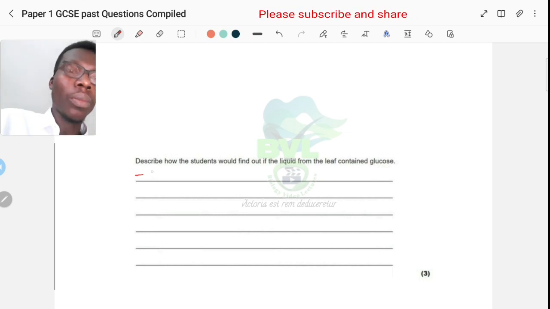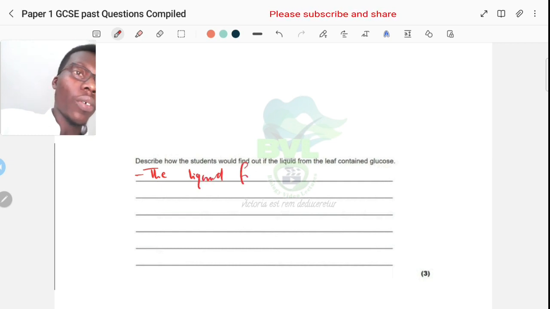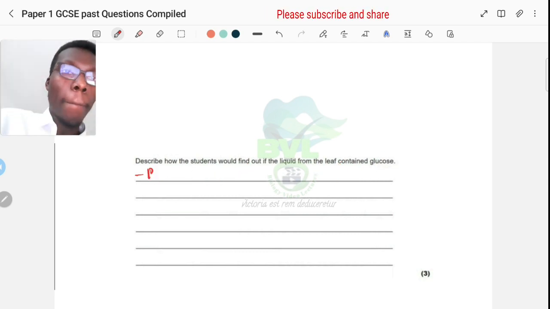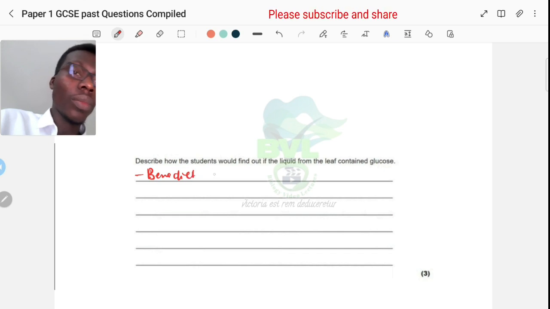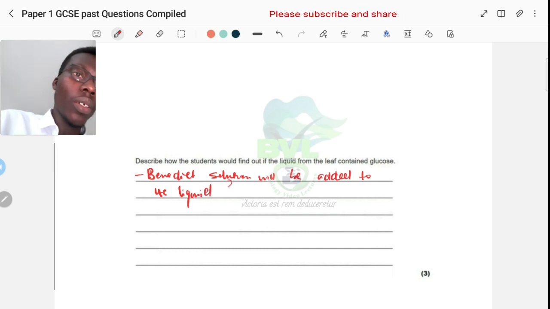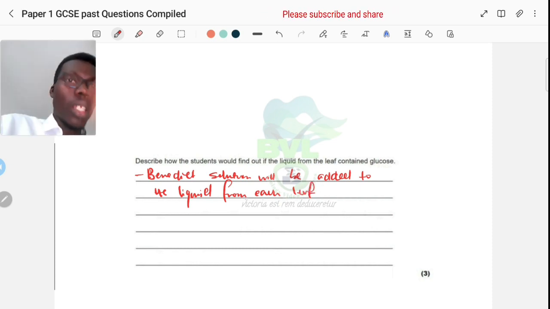So the liquid from each leaf will be added, or no, let me put it this way. Let's start this way. Benedict solution will be added to the liquid from each leaf. That's the one kept beside the window and the one taken away.